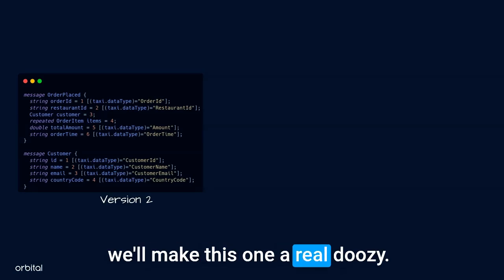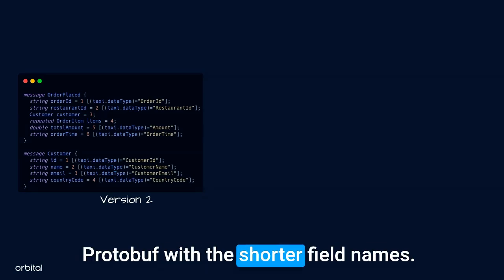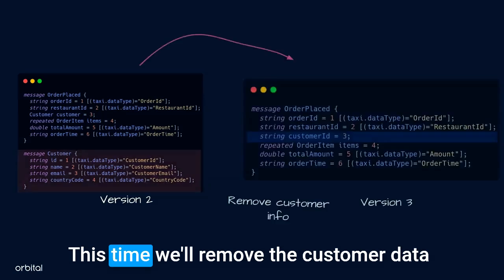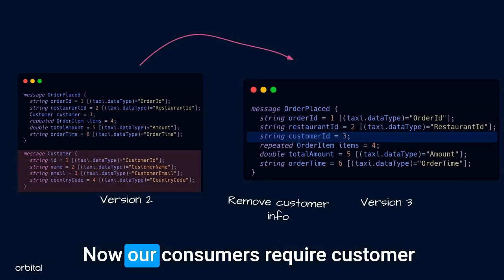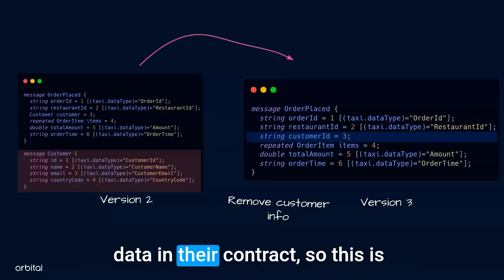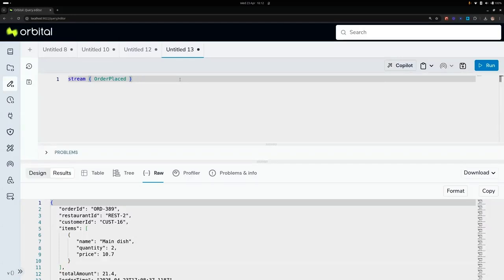Okay, let's do one last change, but we'll make this one a real doozy. Here's the current version of our Protobuf with the shorter field names. This time, we'll remove the customer data entirely from the message and just have the ID. Now, our consumers require customer data in their contract, so this is almost certainly a breaking change. If we jump back into the query editor and look at the raw data coming off of Kafka, sure enough, all of the customer data is gone. All we've got is just the ID.